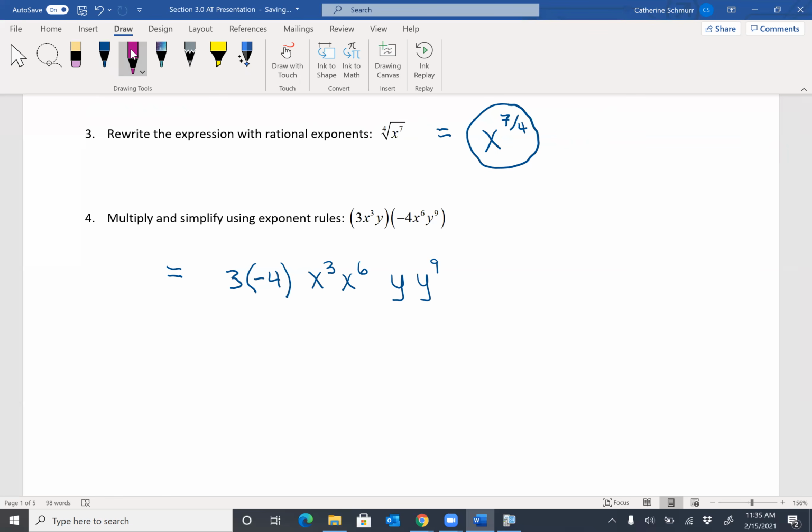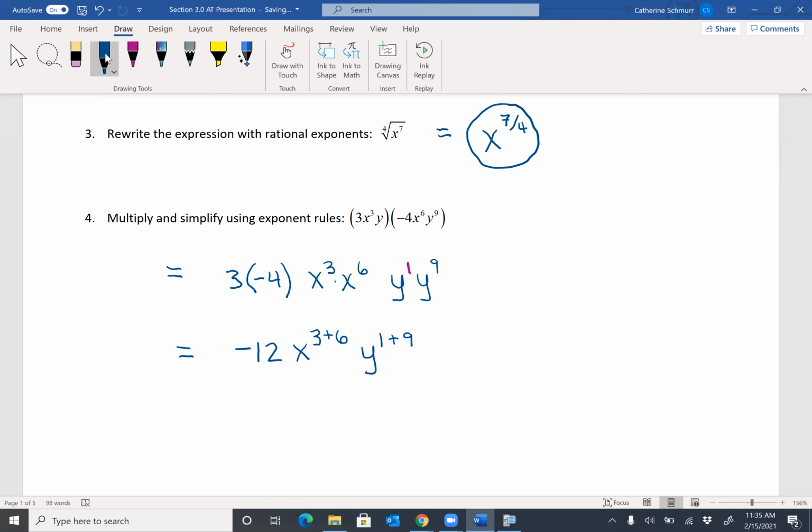Now these are multiplied together, and when I just have the y written there, it's like it's a y to the 1st power. So now I can go ahead and use my regular multiplication to do 3 times -4, so that's -12. This is going to be x to the 3 plus 6. So I'm using the exponent rule that when I'm multiplying, I add the exponents. And I'm going to have the same thing for y to the 1 plus 9.